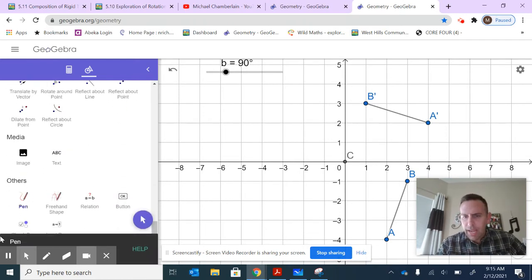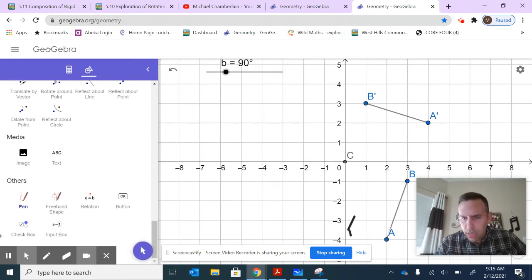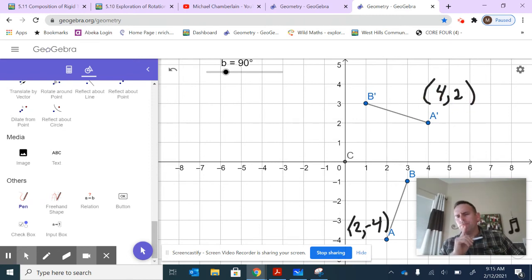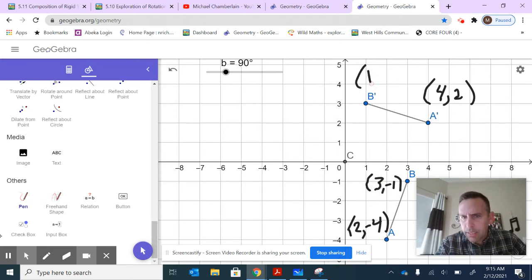So initially A was at (2, -4). All right, and we look at where it is now, A prime, the image, (4, 2). And you're like, okay, that's interesting. Numbers are the same. Something's going on there. Let's examine B and see if we can find a pattern. B was at (3, -1). Now B is at (1, 3). Well, what do you notice? Well, it looks like the integers are flipped, and then we also have a negative sign. Yeah, that's what happens with a 90-degree turn.